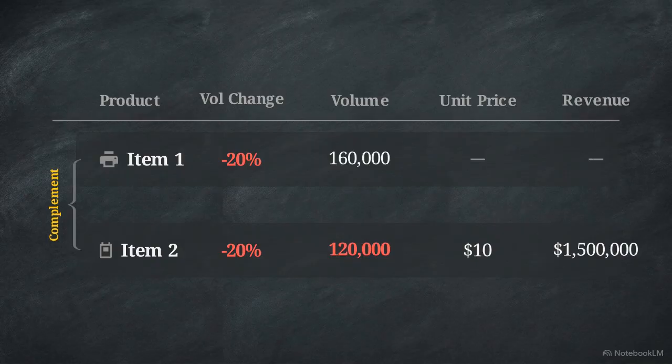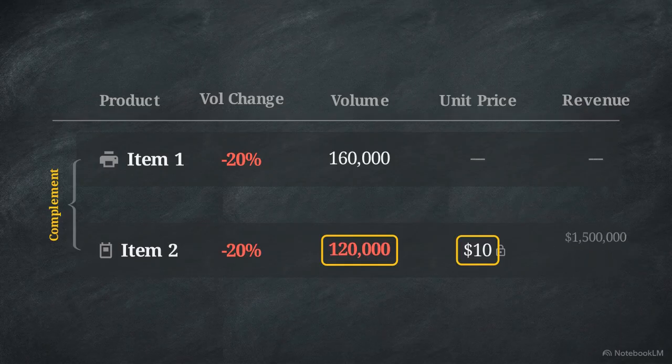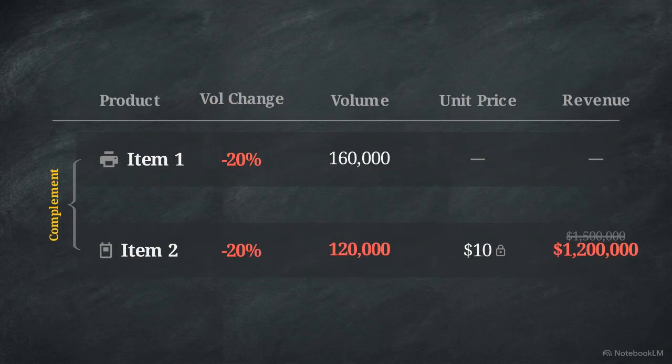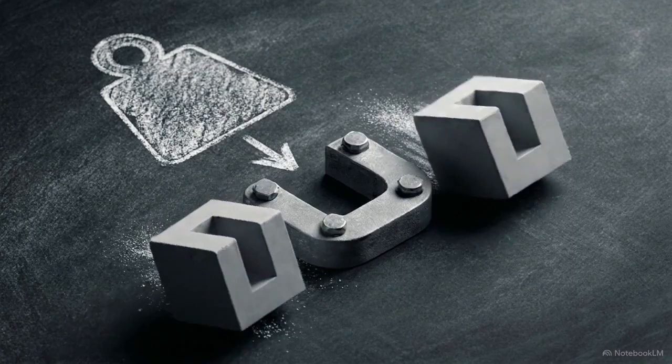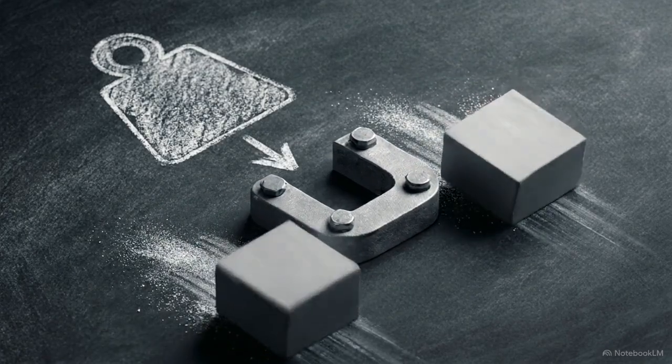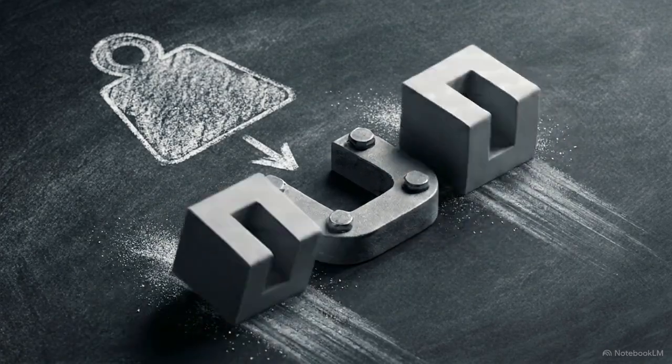The unit price for Item 2, however, remains unchanged at $10. Multiplying the reduced volume of 120,000 units by the static $10 price gives us a revised revenue of $1,200,000. A price increase on a primary product acts as a downward drag on its ecosystem, artificially depressing the sales volume of complementary goods.